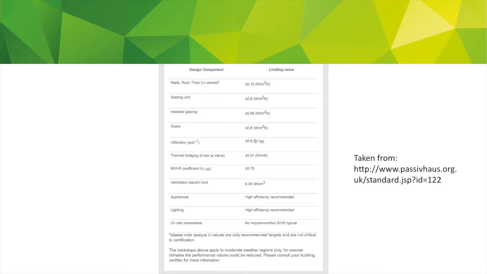Same with walls, glazing, installed glazing, and doors. The U values on them are significantly lower. To put in perspective, a glazing unit is 0.8 watts per meter squared, which is the U value.